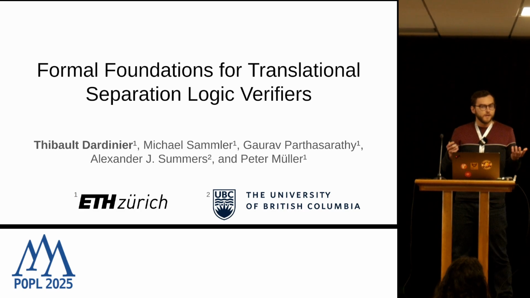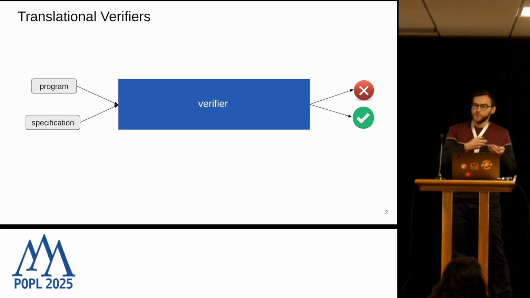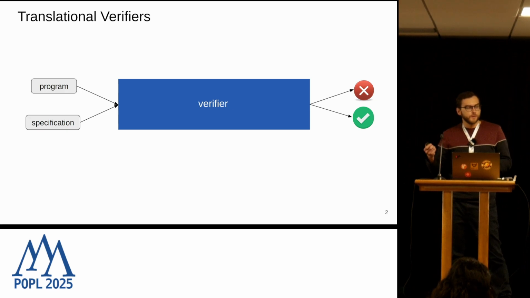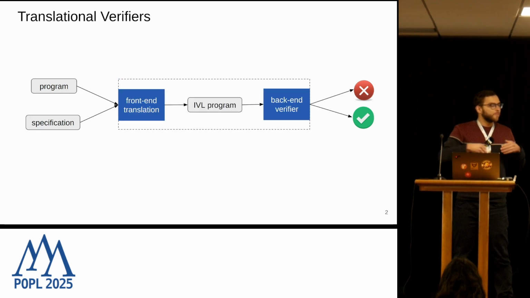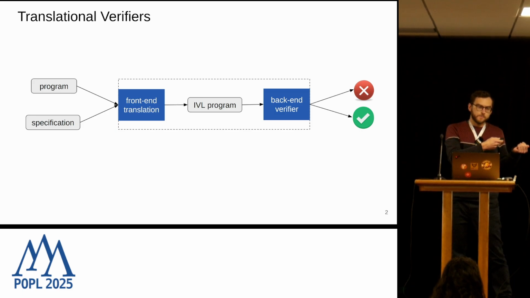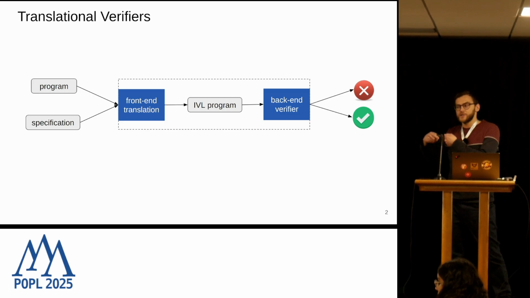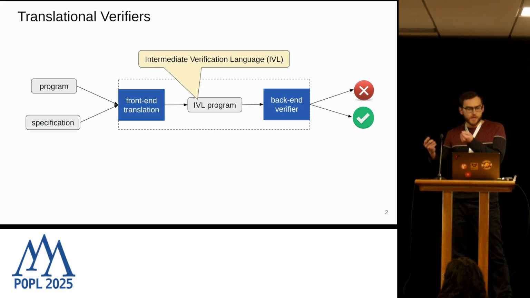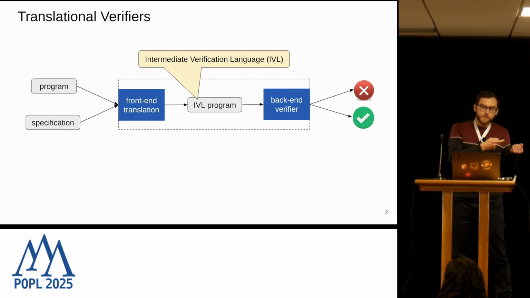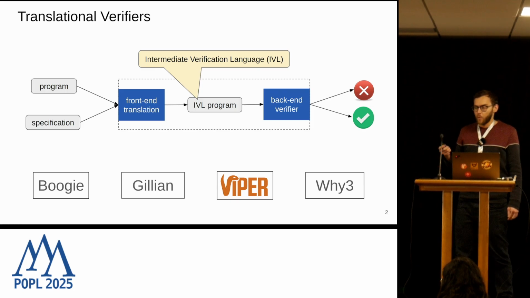So let me start by telling you about translational verifiers. Verifiers in general are tools that take as input a program and a specification and try to construct a proof that the program satisfies the specification. Translational verifiers are a popular way to do this, where first, the program and the specification are translated via front-end translation into a program in an intermediate verification language. And then this IVL program is verified by a dedicated backend verifier for this IVL. Examples of intermediate verification languages include Boogie, Why3, Viper, or Gillian.